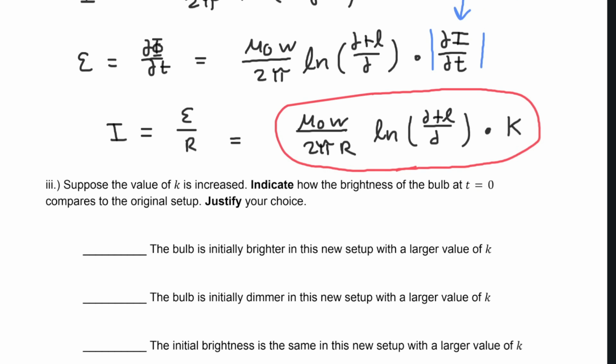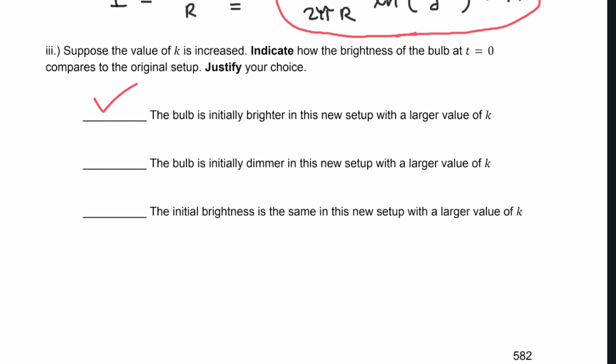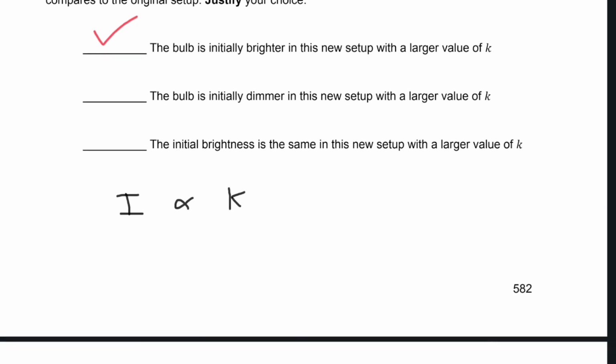All right, suppose the value of k is increased. Indicate how the brightness of the bulb would compare. Justify your choice. Well, based on this expression, we had a whole bunch of garbage times k. So the bulb is brighter in the new setup, because we just said that current is proportional to k. And then as current increases, power increases.